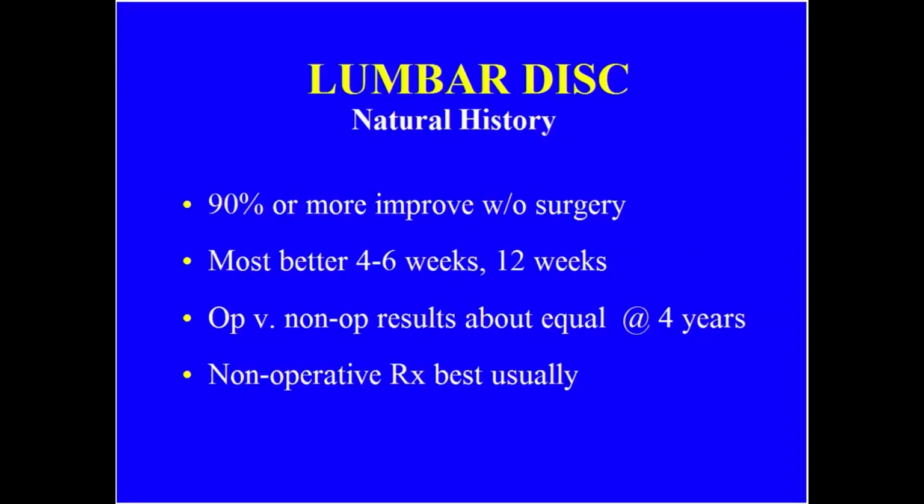The natural history of disc herniations, not just disc disease, but disc herniations, is that most patients, 90% or more, improve without surgery. Most patients with disc herniation are better if you wait 4 to 6 weeks, and a number of them will get better if you wait another 6 weeks. In general, the operative and the non-operative results are equal if you wait 4 years, and many times they're better if you wait a year.